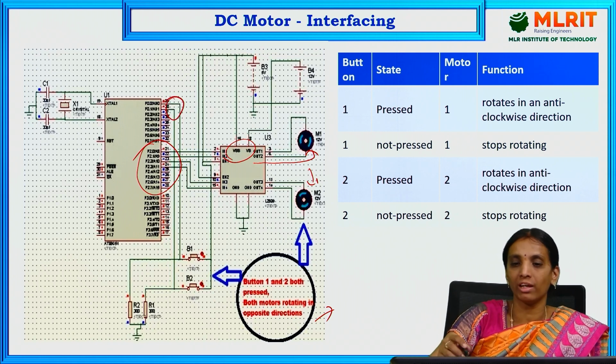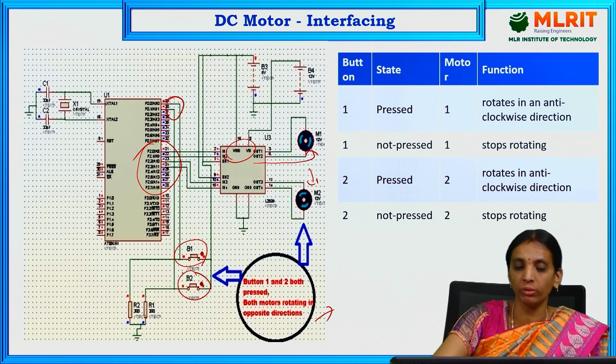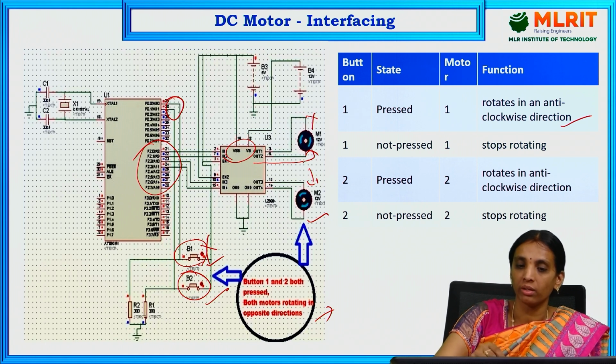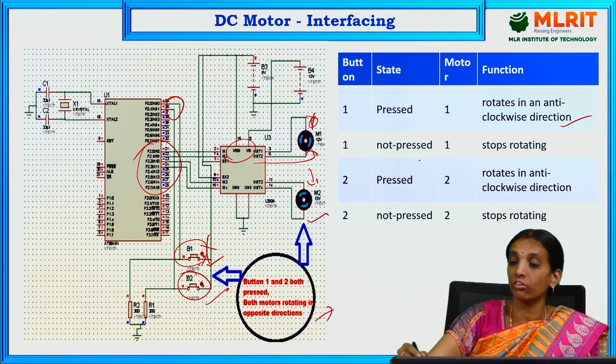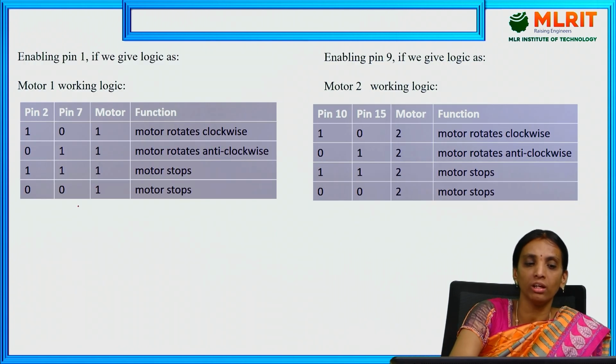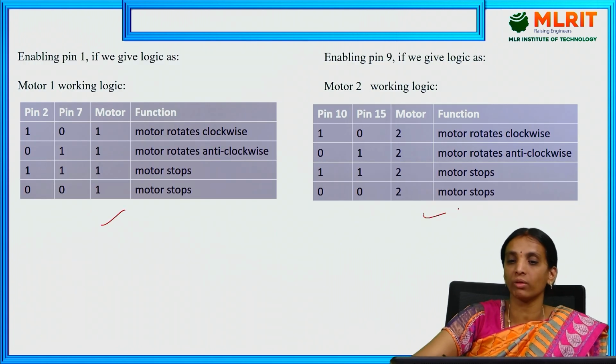So here we have used 2 buttons B1 and B2. Whenever button 1 is pressed, then motor 1 will rotate in the anti-clockwise direction. When button 2 is pressed, then the second motor will rotate in the anti-clockwise direction. If button 1 is not pressed, then this motor will stop rotating, and when button 2 is not pressed, then motor 2 stops rotating. So this is the working function of motor 1, and this is the working function of motor 2.